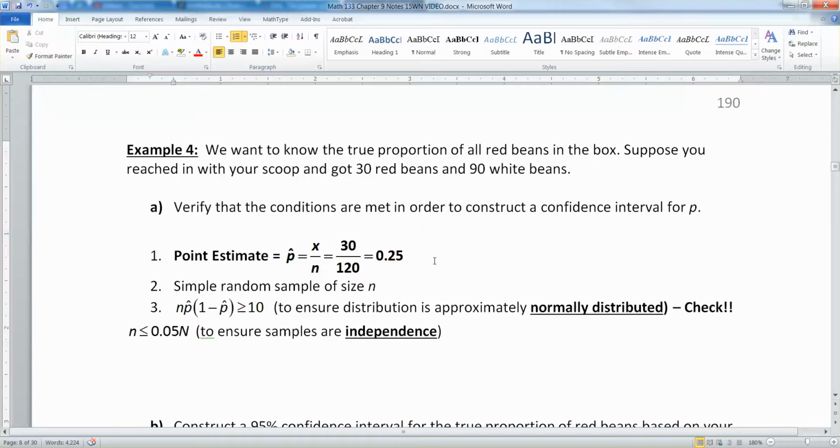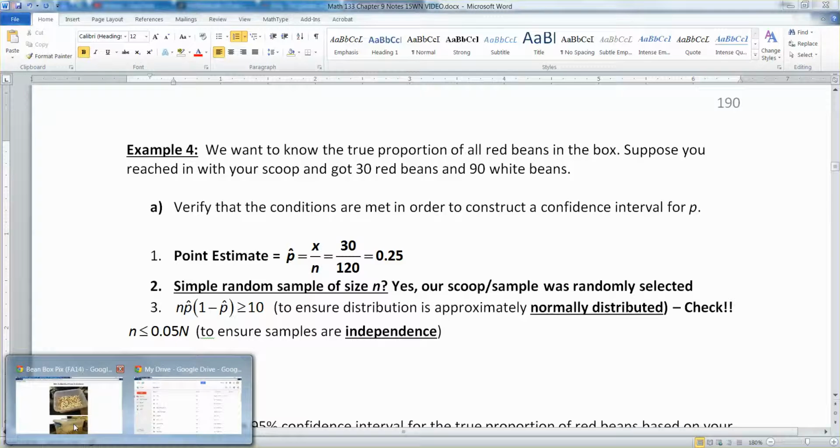All right, the next thing I need is a simple random sample of size n. So do we have a simple random sample of size n? Well, of course we do, right? We assume, so yes, our scoop, which is our sample, was randomly selected.